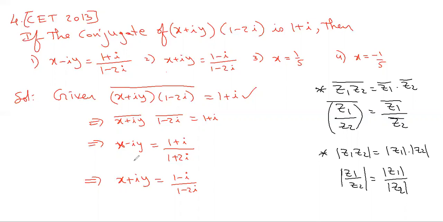See how simple it was. We got the second option correct just by taking the conjugate on both sides. Otherwise, you need to convert this into a plus ib form, get the x value and y value, and break your head. So now directly we got the second option is the correct answer. That's the end.